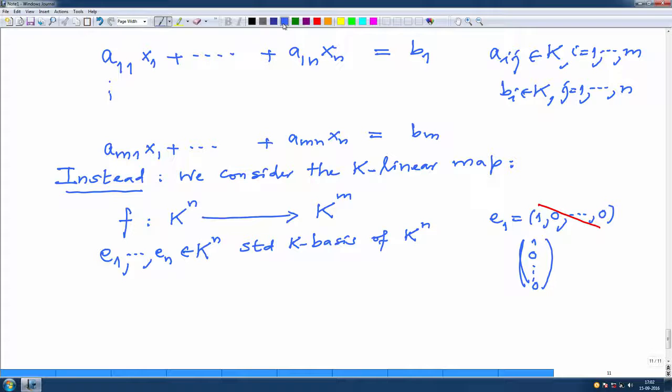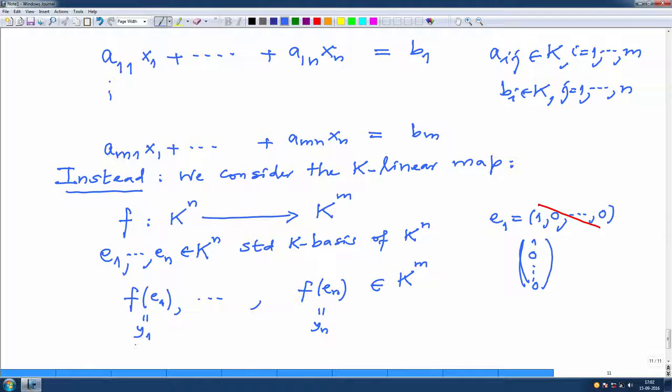Okay. So that means I have to give the linear map. Just remember that to give a linear map from one vector space to another vector space, I just have to give its values on a basis. So I just have to give you f of E1, up to f of En, and they should be vectors in K power m. That means they should be m-tuples. Let us write this down. This one I want to call Y1, and this one I want to call Yn.